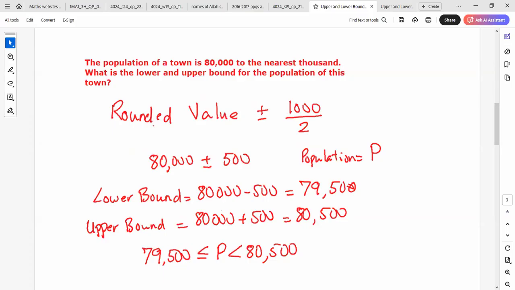Another example, the population of a town is 80,000 to the nearest 1000. We need to find the lower and upper bound. Again, the degree of accuracy will be plus minus 1000 over 2. The rounded value is 80,000. From this, you will first subtract 500 and get the lower bound, and then you can add 500 to get the upper bound.